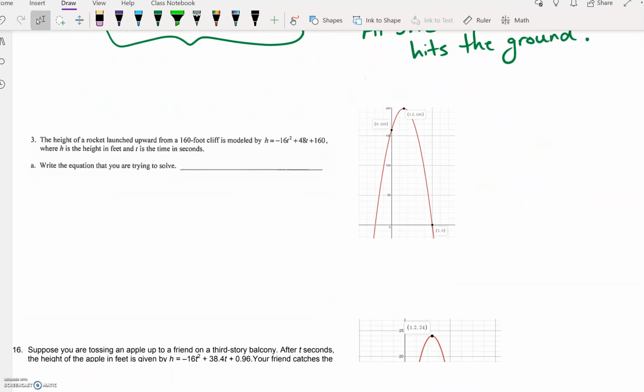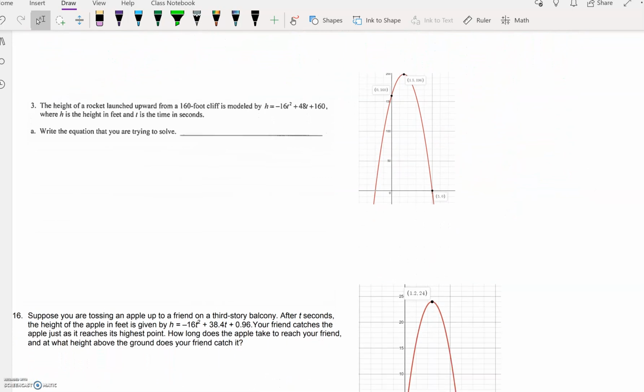All right, well, let's move it on up a little bit here. Let's try this one. Okay, here you notice your negative 16 again. That's because we're working in feet. That's going to be your kind of gravitational constant on that. When it says write the equation that you were trying to solve, we're trying to solve an equation where the height is going to be 0.